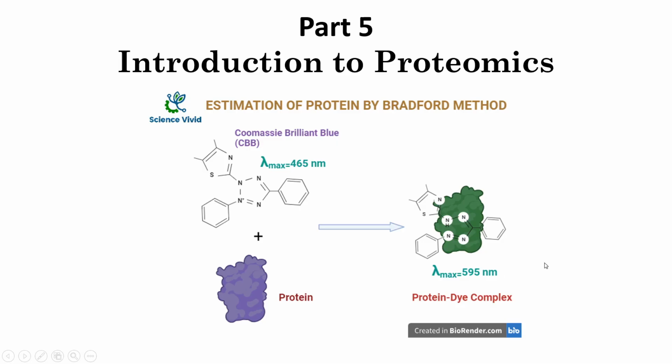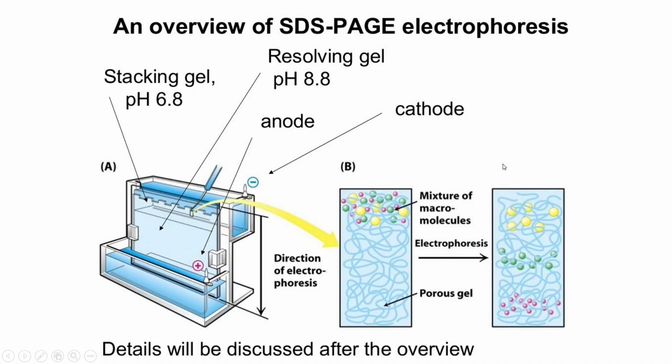So a higher absorbance at this lambda max can tell you about the concentration of protein being present. If there is no protein present, then it will show nothing at 595, because the free dye's lambda max is 465. And if you are checking at 595, it will gain its peak only when a protein is present. So it makes a complex basically, and that's how you can determine the concentration of protein in this method, which is the Bradford method.